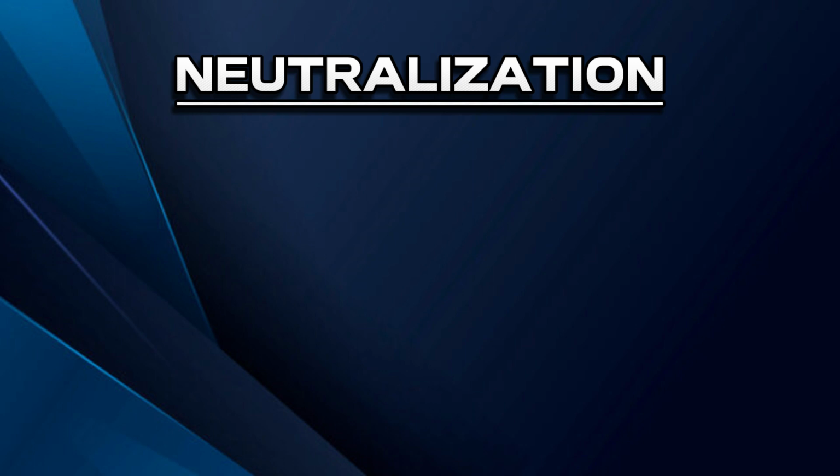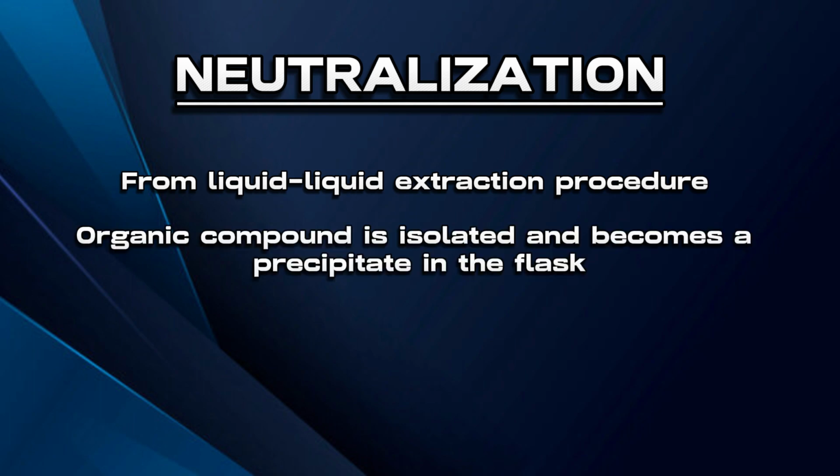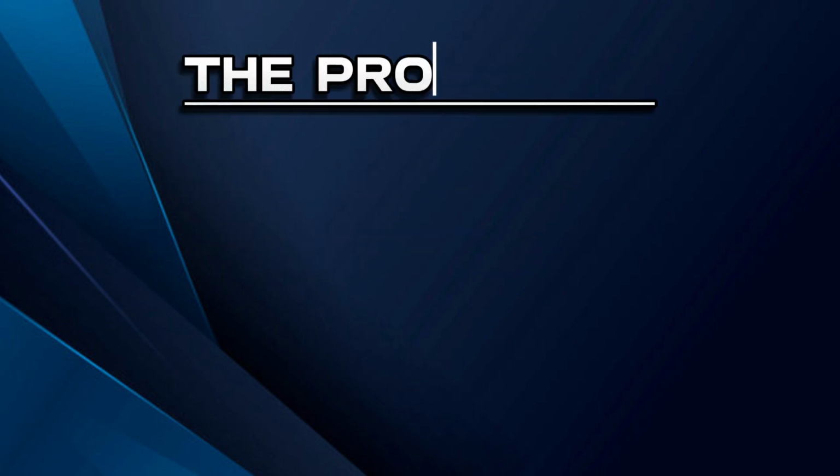The neutralization that we will specifically be focusing on is the neutralization of an acid wash and a base wash from the liquid-liquid extraction experiment from video 1. This is done to separate the organic compound we're looking to extract, and the reaction between the acids and the bases will create a solid precipitate inside the flask. This procedure calls for a specific concentration of HCl and NaOH to neutralize the other.